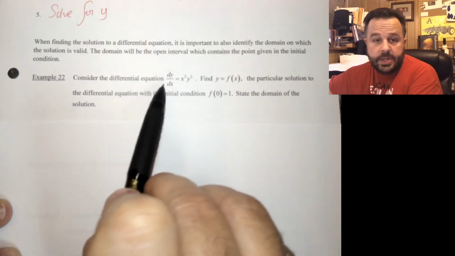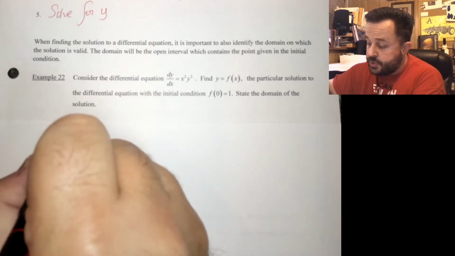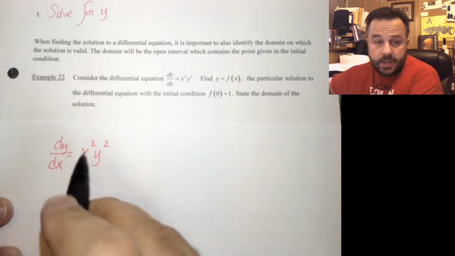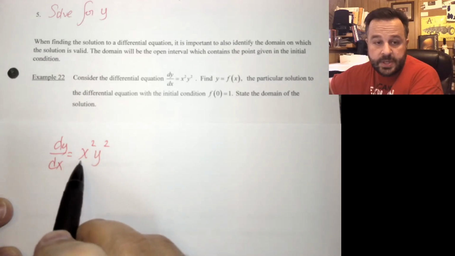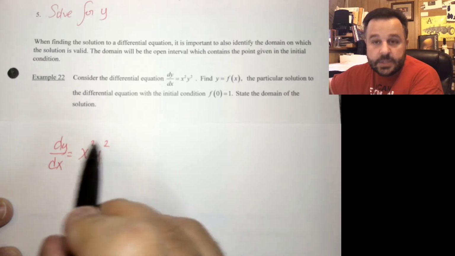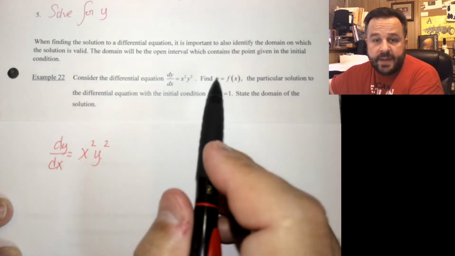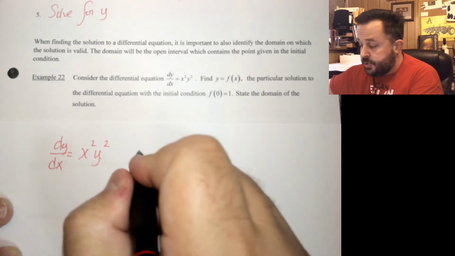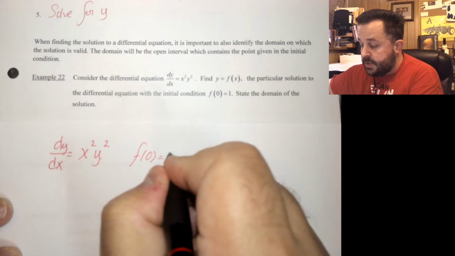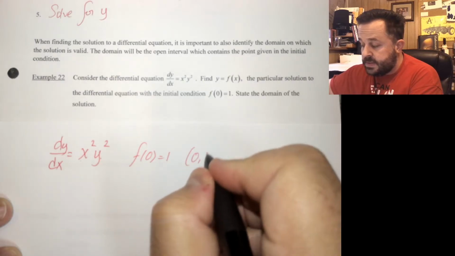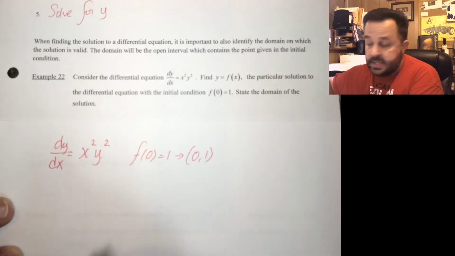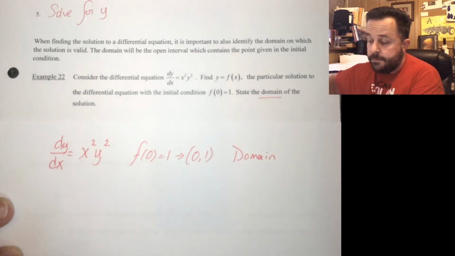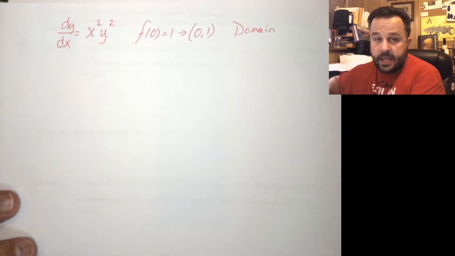Consider the differential equation dy dx is equal to x squared times y squared. Because this is a product of a function in x and a function in y, this is going to be separable. It says find y is equal to f of x, the particular solution to the differential equation, with the initial condition that f of 0 is 1. That is, it contains the point (0, 1). State the domain of the function. Okay, so let's take a look at this.